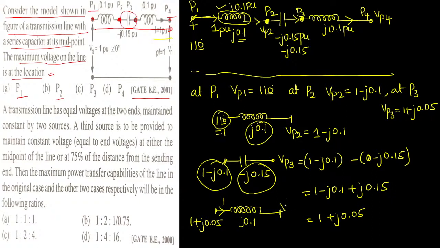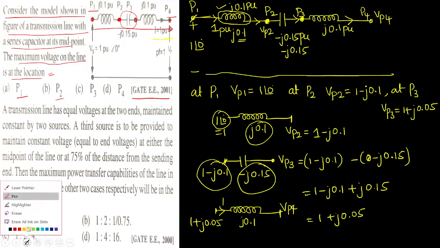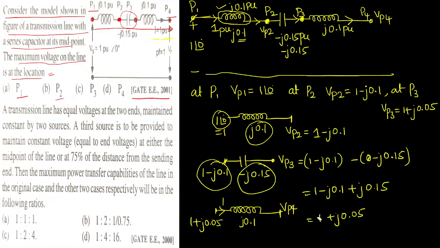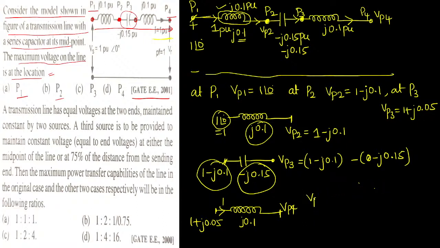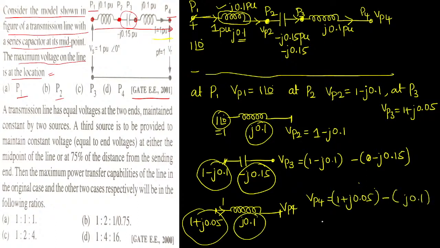Now what is the voltage at this point, Vp4? If you want to know the value of Vp4, what you must do? One minute, I will delete these things. I don't have space. Okay, sir. Now, the value of Vp4 equals the total voltage available at this point, that is 1 plus J 0.05, minus the voltage drop, that is J 0.1. Now what you need to do?